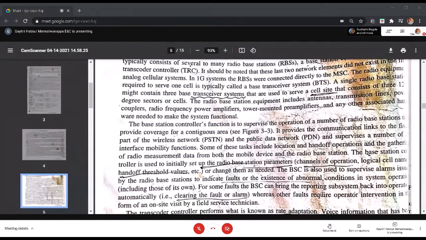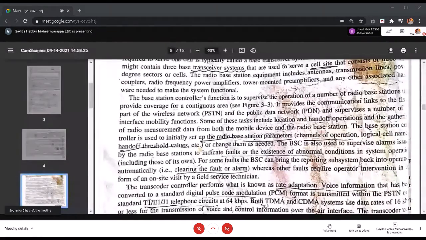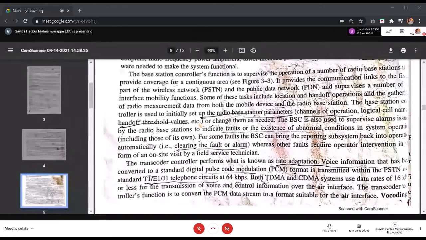So the BSC is also used to supervise alarms issued by the radio base station to indicate faults or the existence of abnormal conditions in the system operation. If there is any problem in the radio base stations, it is going to take care of that. Because it is an entirely hardware component, it will set the alarm. Some faults are cleared automatically, whereas other faults require operator intervention in the form of an on-site visit by a field service technician.